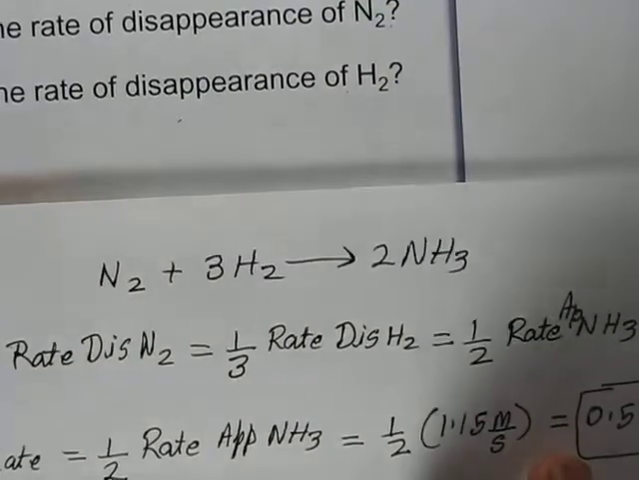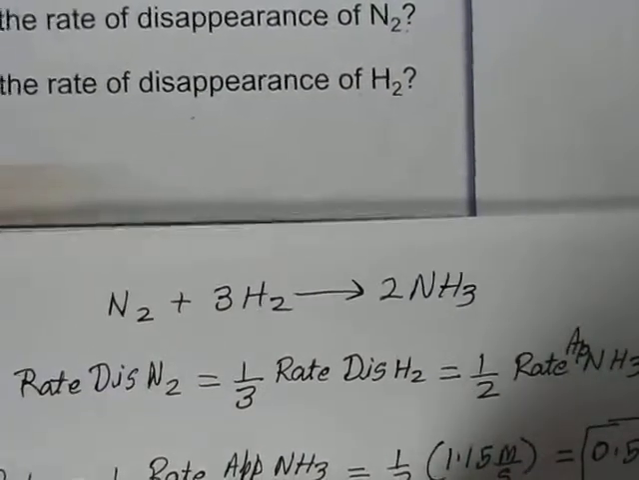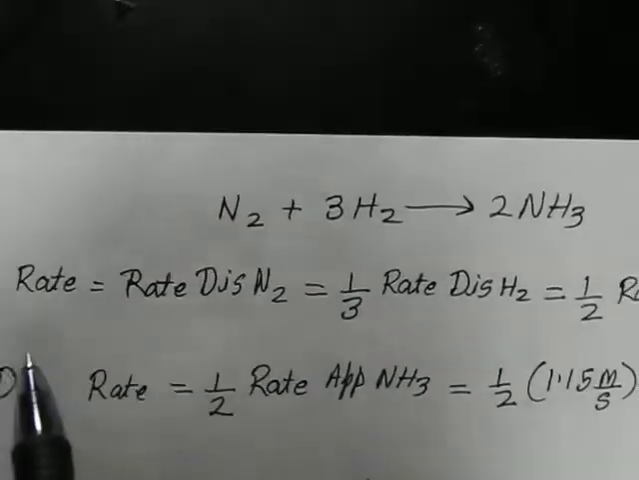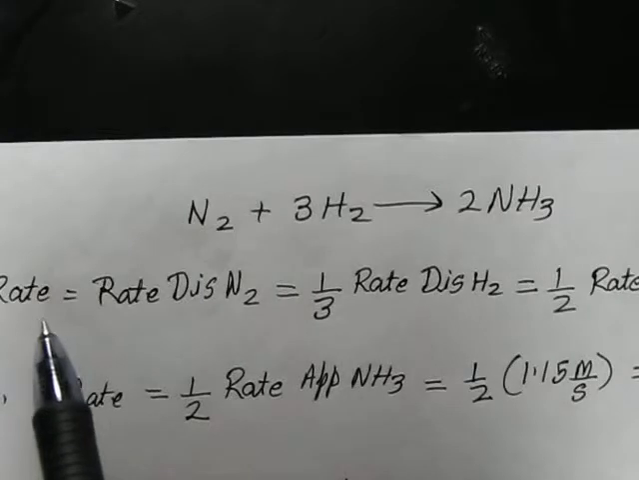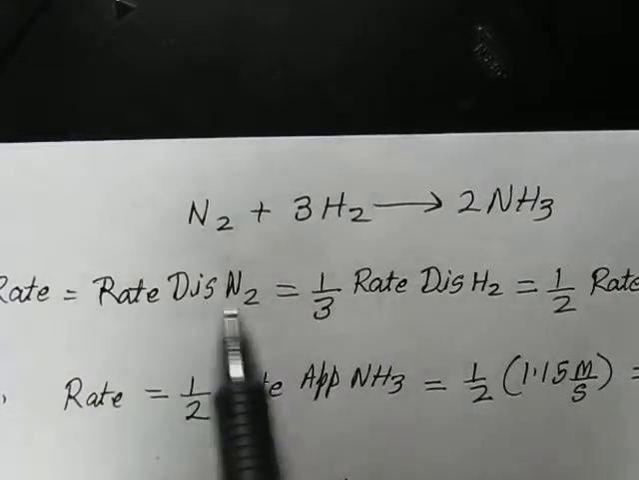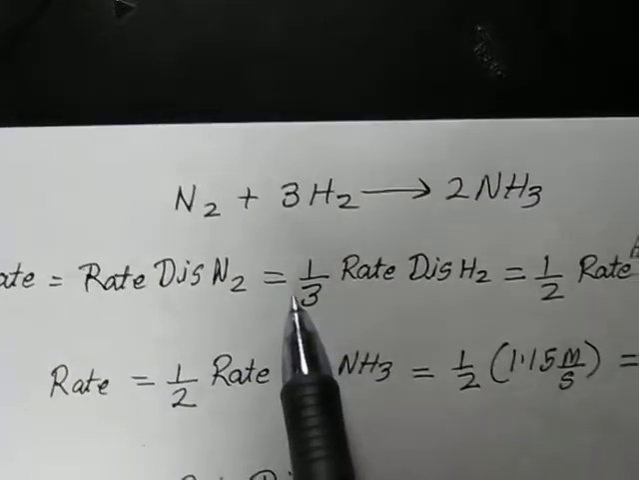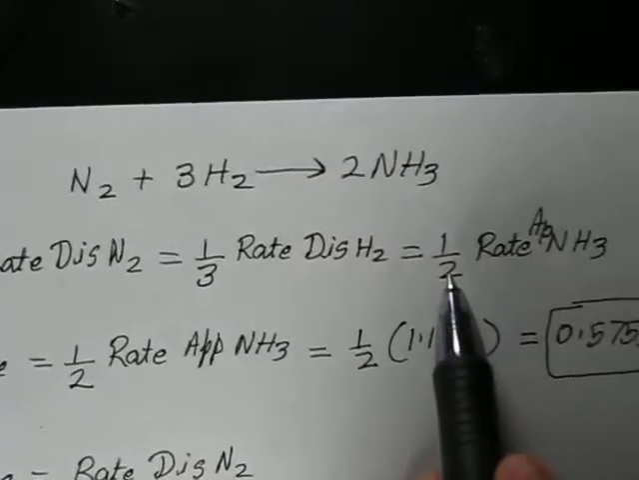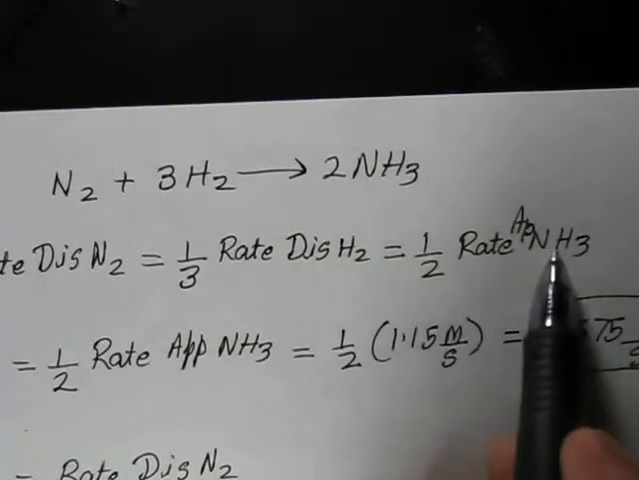So first we have to write down the rate relationship between each reactant and product. So we can write that the rate of the reaction will be equal to the rate of disappearance of N2, which will be equal to 1 over 3 the rate of disappearance of H2, and 1 over 2 the rate of appearance of ammonia.